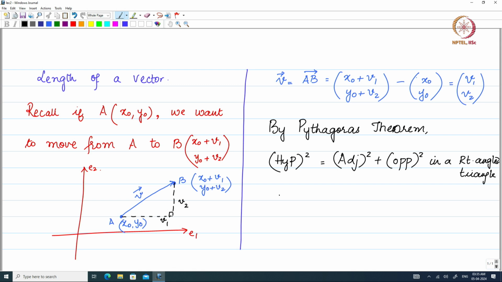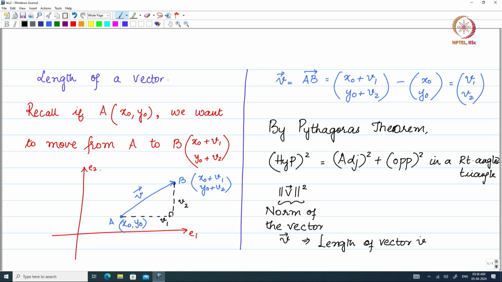So, what is the hypotenuse square? We are going to give a different notation for this. We are going to call this norm of v squared, where this corresponds to the norm of the vector v, or the length of the vector v, which is the distance that we are talking about.